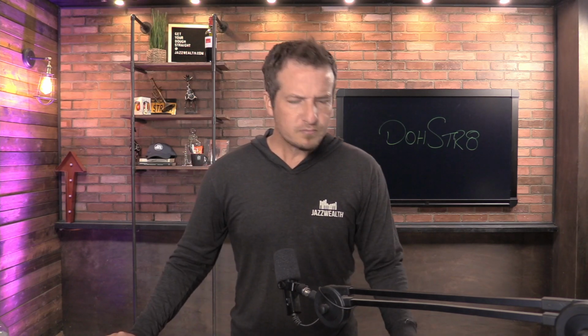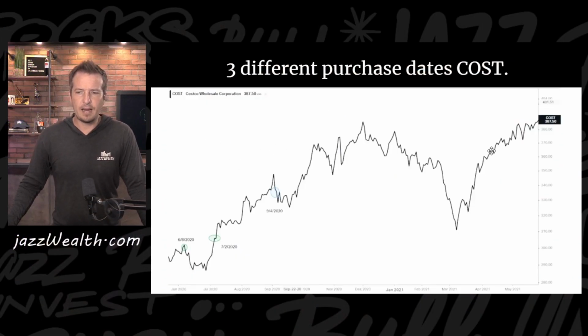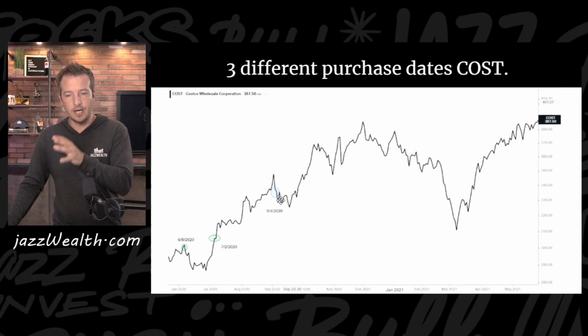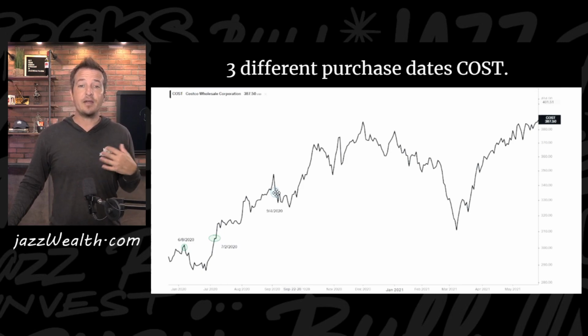Let's say, for example, I put together something of Costco just to show you. Let's say that you liked it and you started buying it, and you bought 100 shares on June 8th last year, 100 shares on July 2nd, 100 shares on September 4th, and you're happy.